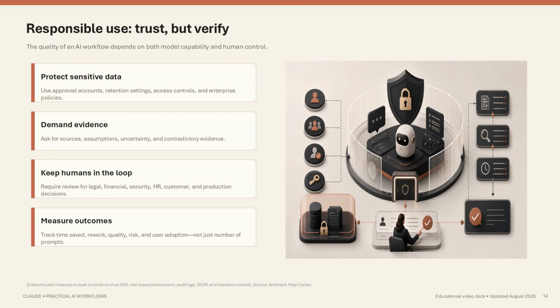It also needs controls. Start by deciding what data is allowed in the tool and what account type employees should use. For business deployments, features such as single sign-on, role-based permissions, audit logs, identity provisioning, and data retention controls can become important. At the workflow level, ask for evidence, assumptions, and uncertainty. Keep human approval for consequential decisions, especially legal, financial, HR, security, customer-facing, and production actions.